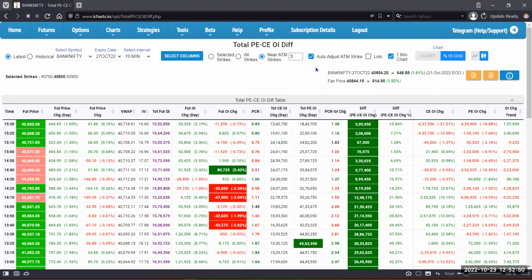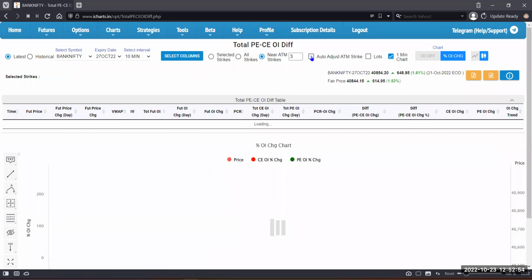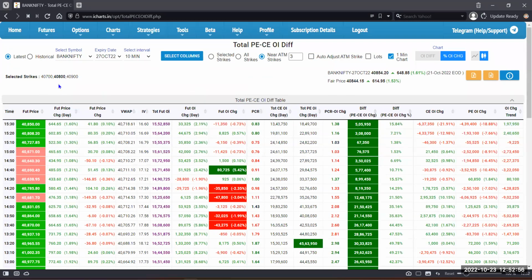So when this auto adjust ATM strike is not selected, then the ATM strikes that are initially selected when you load the page will not be changed. So you will have to change the strikes yourself, or you'll have to reload the page if you want to reorient the strikes to the current ATM strike. So just please remember that.